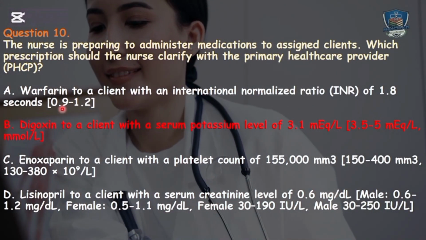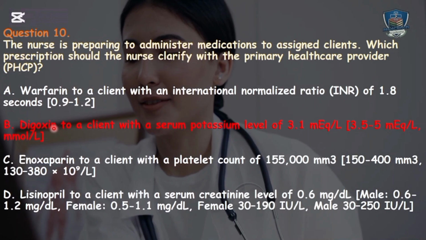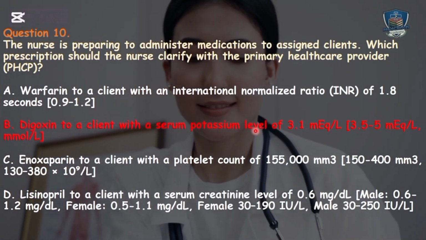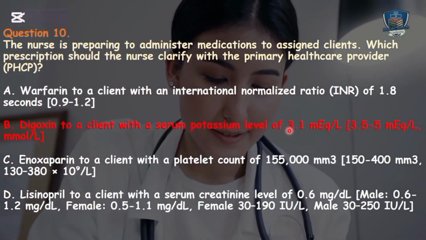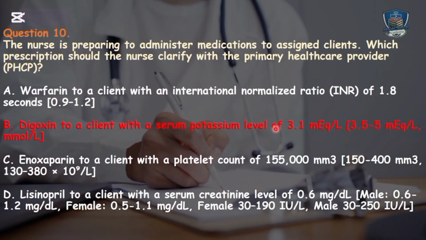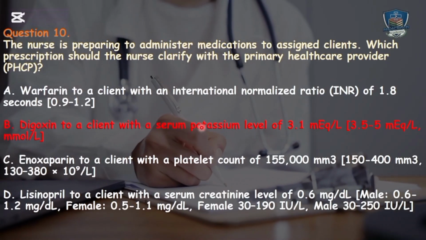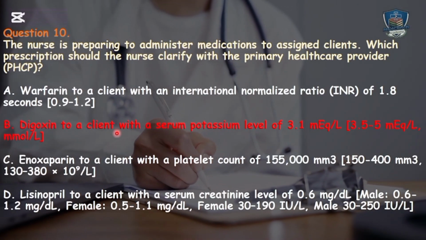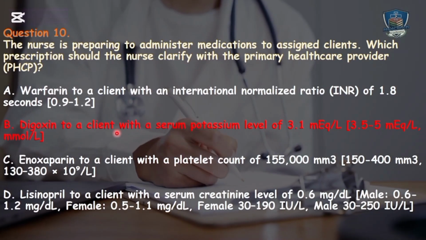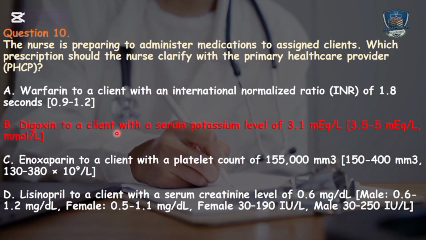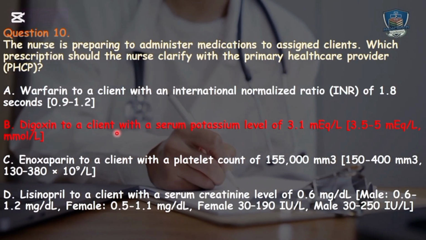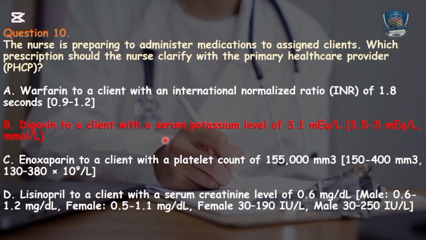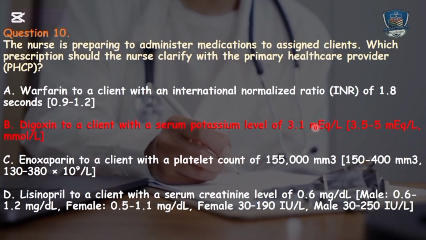So in these choices, our answer automatically becomes choice B, digoxin to a client with a serum potassium of 3.1. If you've been keen on our previous questions, I told you that when it comes to digoxin, you have to look at the potassium levels. And when the potassium is below the normal level, you should not give that digoxin because it may lead to digoxin toxicity. In this scenario, we have a potassium of 3.1.